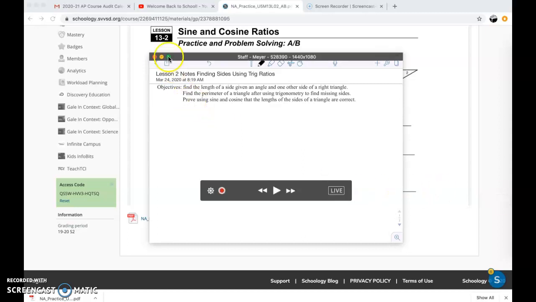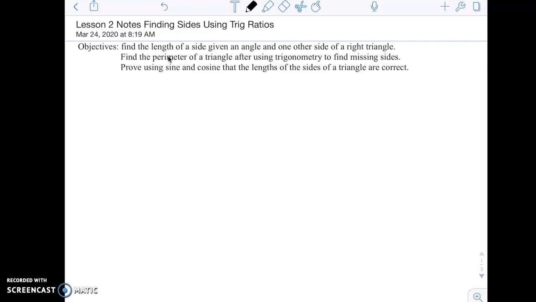All right, so here's lesson 2. Lesson 2 is about finding sides using trig ratios. Remember that I'm going to use the one calculator that's provided through self-service. If you're using a different calculator, please remember that you're going to have to be responsible for figuring out how it works.